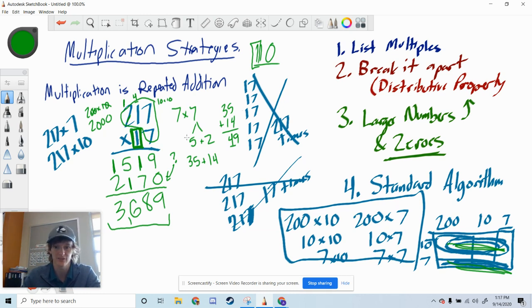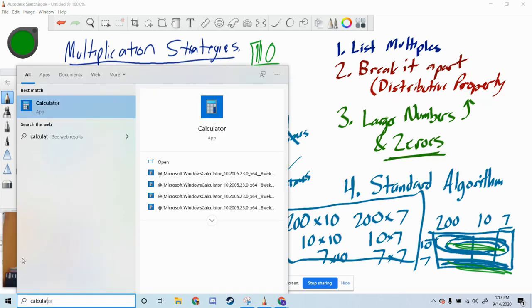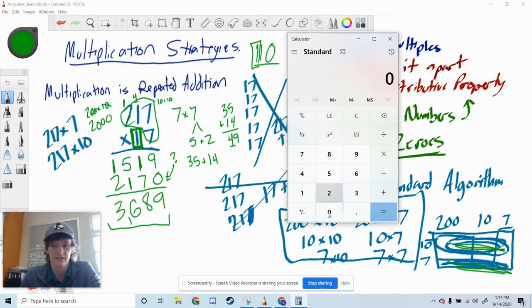Now, if you have a problem like this, my next step for you would be, and I'm encouraging this, okay? I'm your math teacher. You've probably been told, don't use a calculator. You can open up your calculator, hold it up, and check it. 217 times 17.